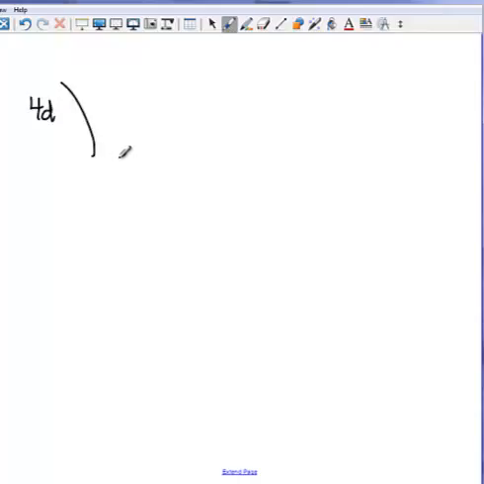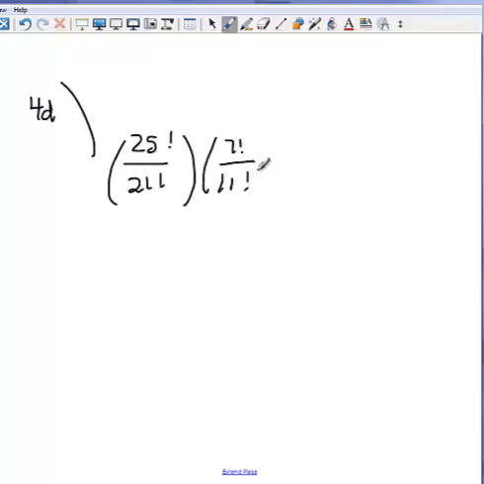Use a calculator to determine the exact value. Now, an exact value means a fraction, not a decimal. So 25 factorial divided by 21 factorial multiplied by 7 factorial over 11 factorial.